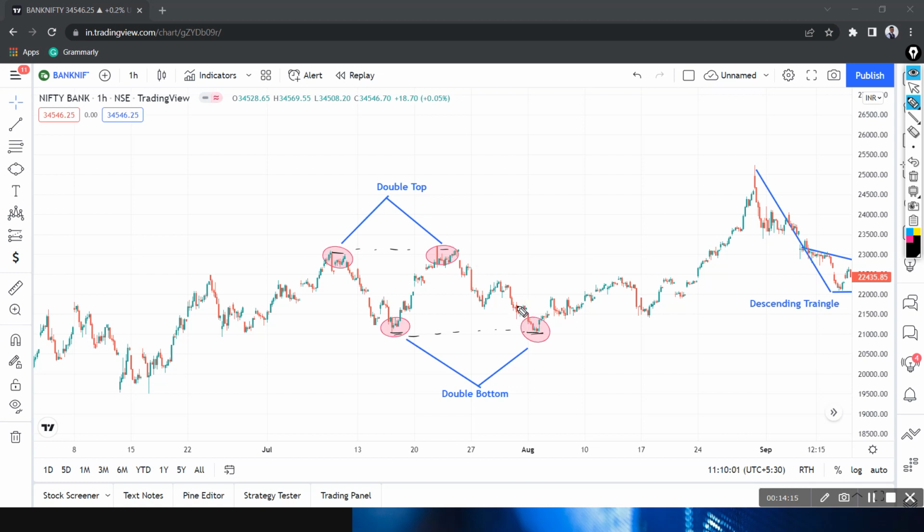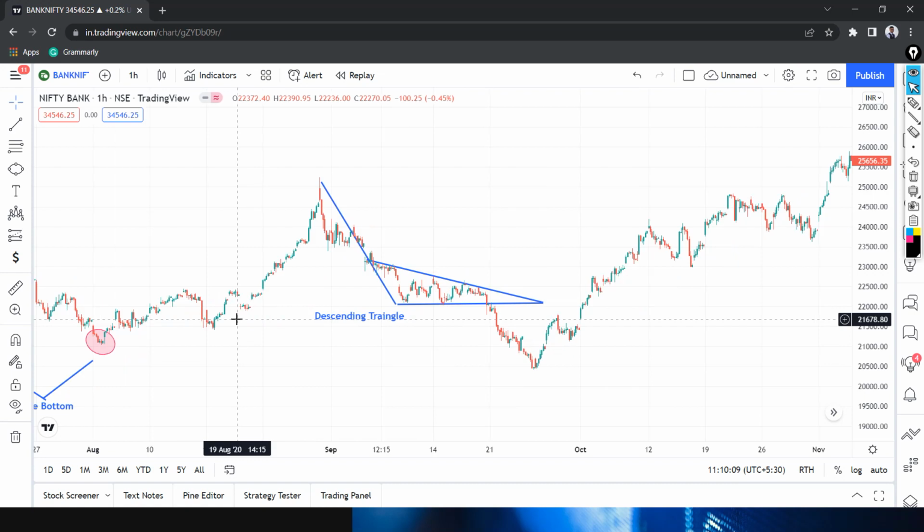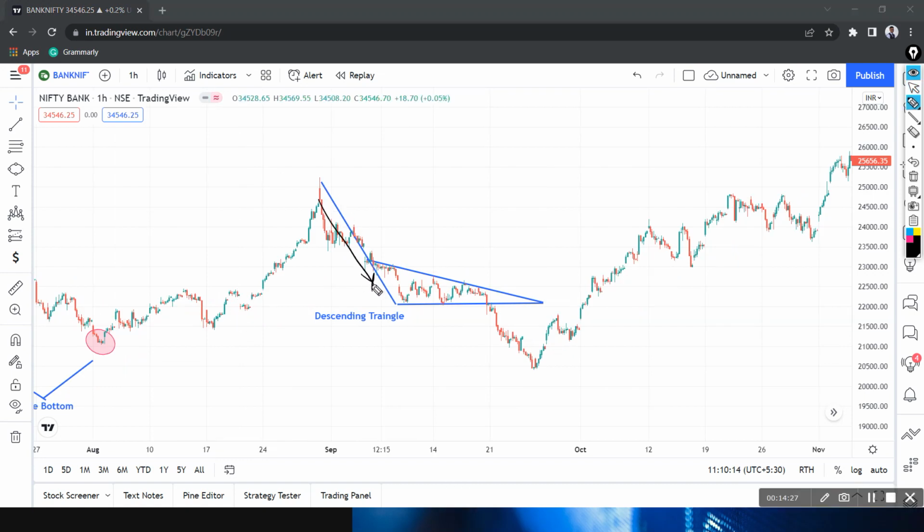I will tell you in the upcoming lectures when we use the strategies and in the further lectures. Next we have the descending triangle. See here, a very good example of a descending triangle. You can see a slight downtrend. It's moving in a consolidation zone, but it is decreasing, and then there's a sharp downtrend here. Notice there is a tiny retracement here.